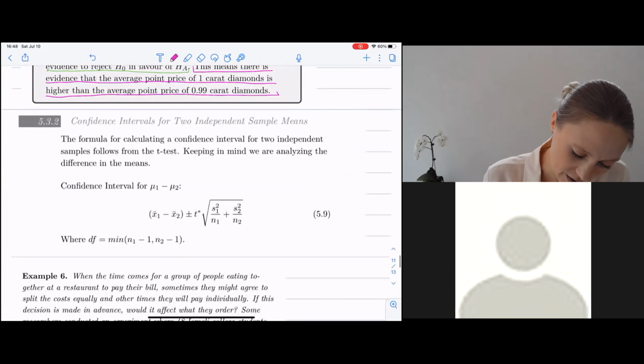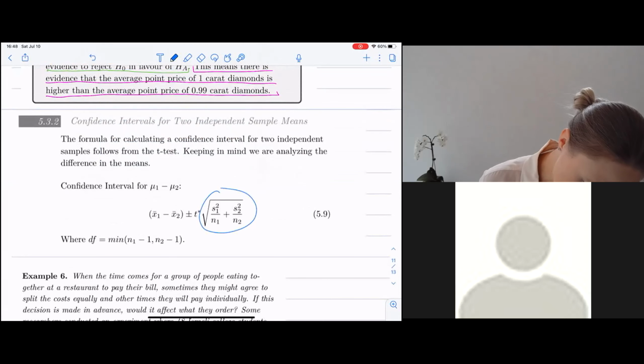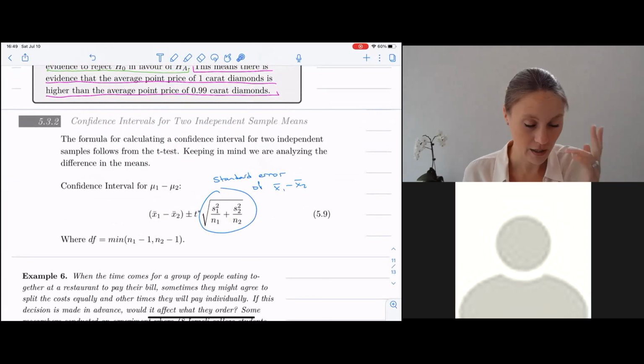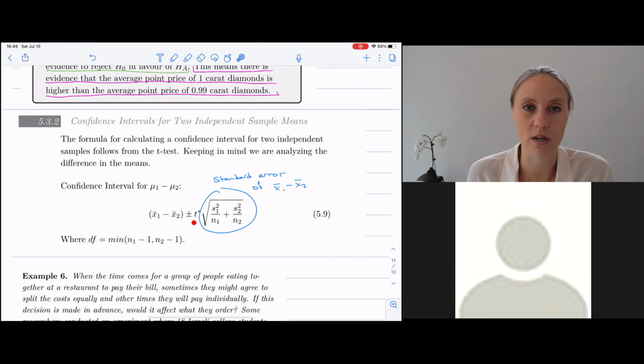I also want to point out, in case it wasn't clear earlier, this is the standard error of x1 bar minus x2 bar. This part is always going to be the standard error of whatever we're building around. And then our t star, we find it the exact same way that we did before. And again, our degrees of freedom, we already saw how to find that, so that's not bad either.